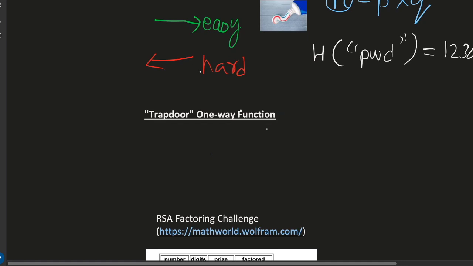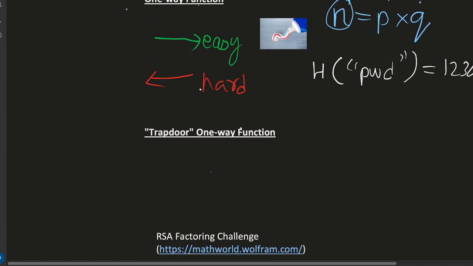Then let's talk about something called a trapdoor one-way function. A trapdoor one-way function is exactly the same thing as a one-way function, except that it is possible to go back. Let's say we're going from A to B. It is possible to go from B to A under a special condition, when there exists a trapdoor. By a trapdoor, I just mean some kind of special information.